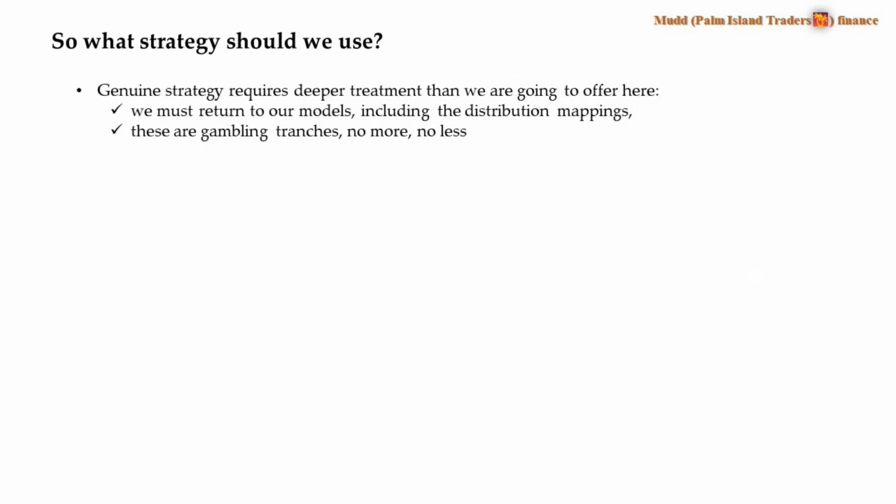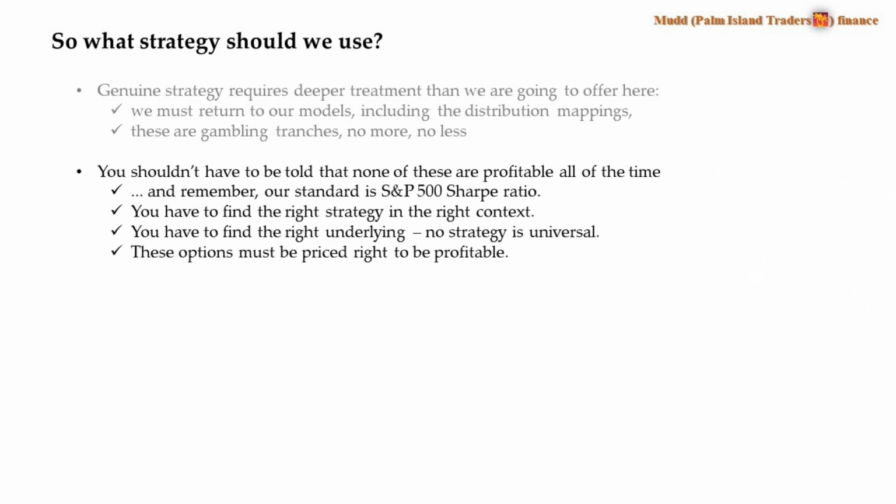First, genuine strategy requires deeper treatment than we're going to offer here. As I've said, we must return to our models, including the distribution mappings. And we have to remember that these are gambling tranches, no more, no less. You shouldn't have to be told that none of these are profitable all of the time. And our standard that we have to beat is the S&P 500 Sharpe ratio.